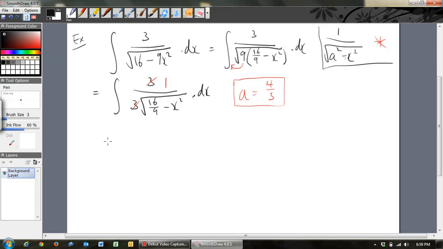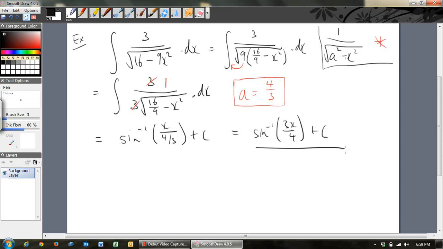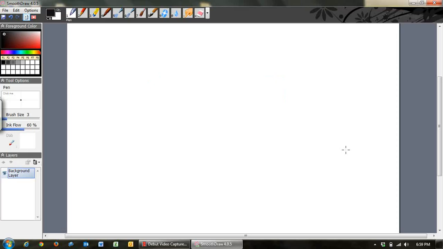So let's make the substitution. We've got a 1 on the top line. That turned out very well. So what we've got is arc sine, and what it is, x over a. That's as simple as it gets, plus c, and I'll just fix that up. That's arc sine of 3x over 4 plus c. There's your answer.